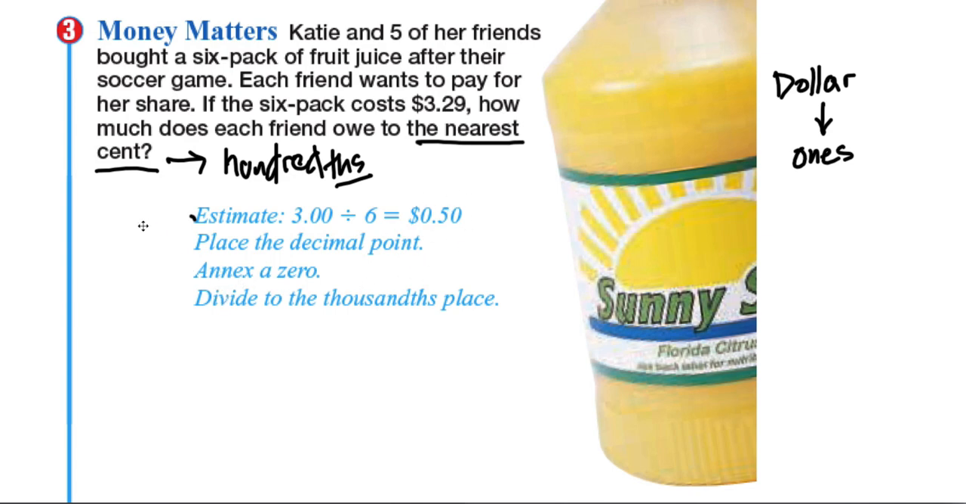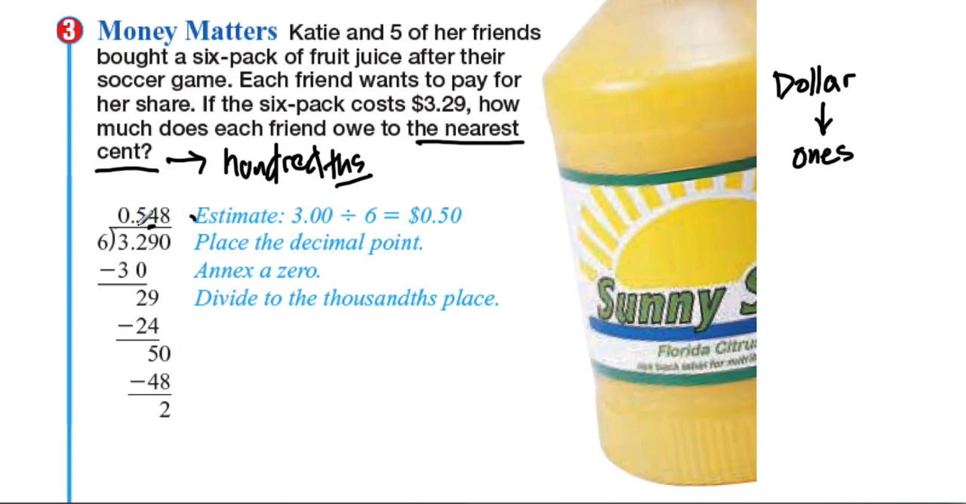Place the decimal point first, then estimate. Place the decimal point above the decimal point in the dividend, 3.290, and divide as if they're whole numbers. Divide to the thousandths place, all the way to the 8, because you want to round to the nearest hundredths place. To be able to round to the nearest hundredths place, you need to divide all the way to the thousandths place so you can round to the hundredths place. So you stop when you reach the thousandths place.